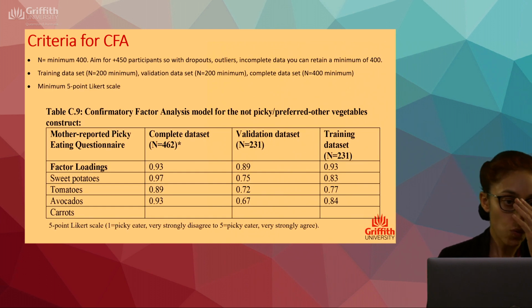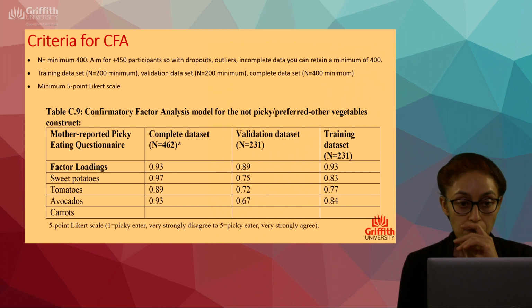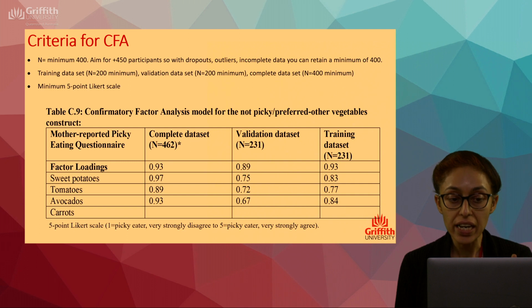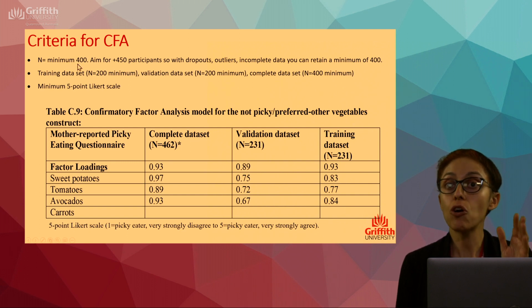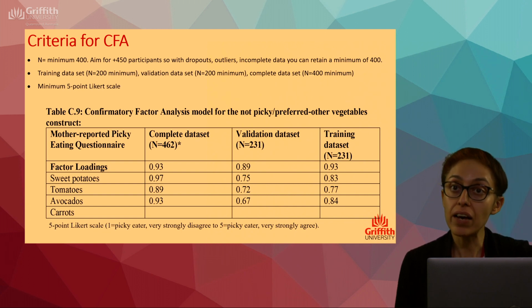All right. What is the other criteria for confirmatory factor analysis? For doing confirmatory factor analysis, you need a minimum sample size of 400. Okay. And how do you do confirmatory factor analysis? You do it in 3 levels.